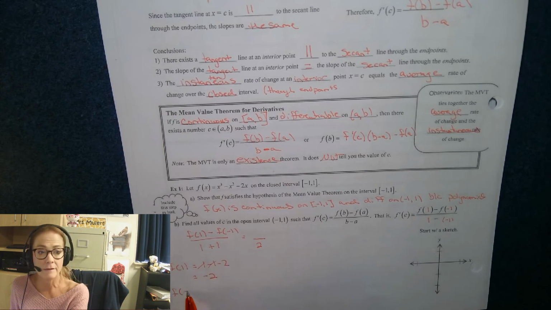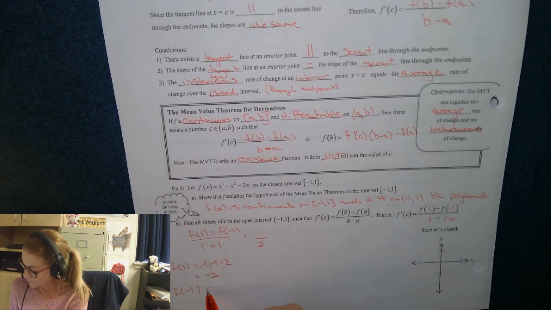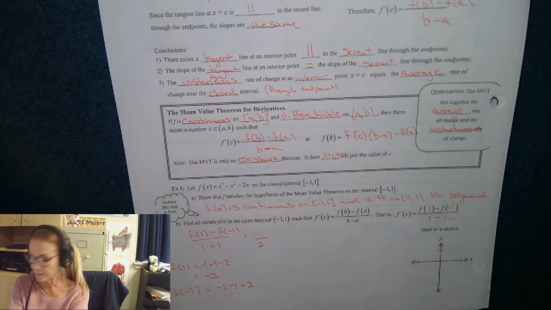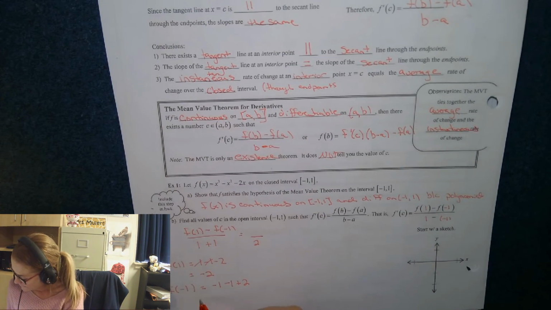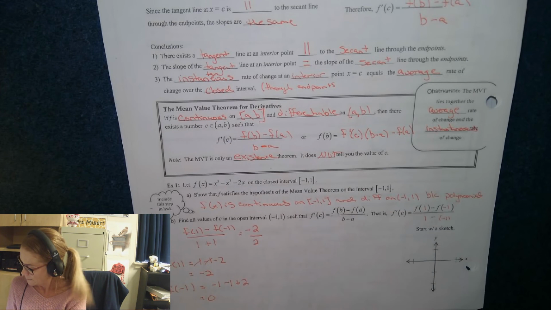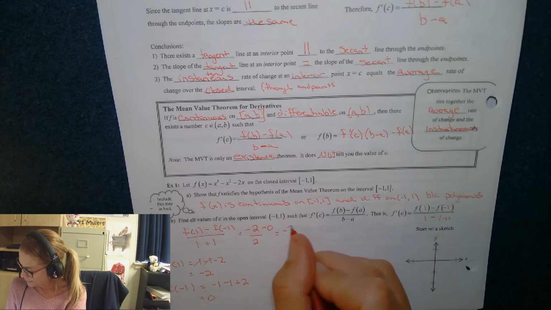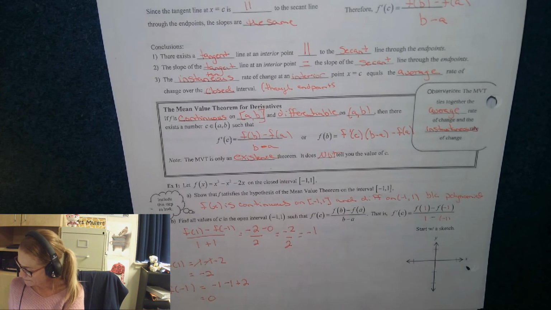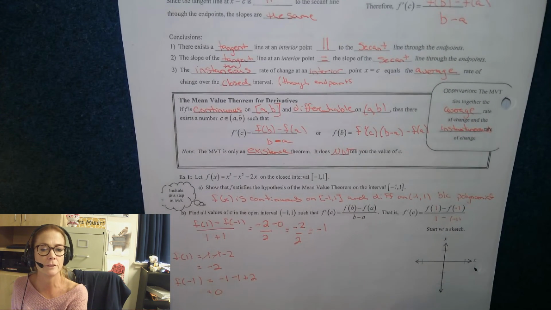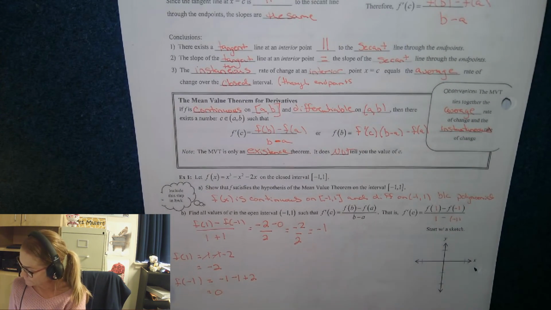And f of -1 is going to be -1 minus 1 plus 2. Okay? So that's going to be 0, but that's not right. So where's my arithmetic error? Let me pause and find it. Okay, so never mind, there is no error. This is 0. So that's negative 2 minus 0 over 2, so negative 2 over 2, which is negative 1. Okay, so there is somewhere where the first derivative is equal to a slope of negative 1.